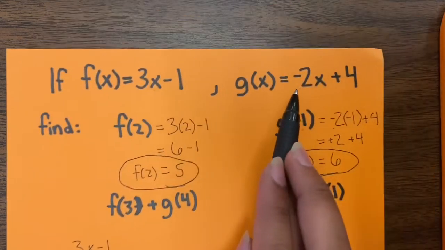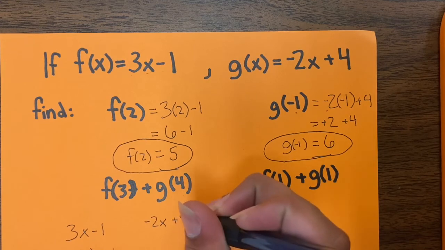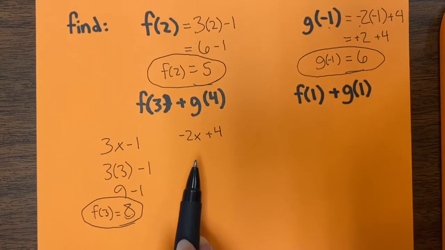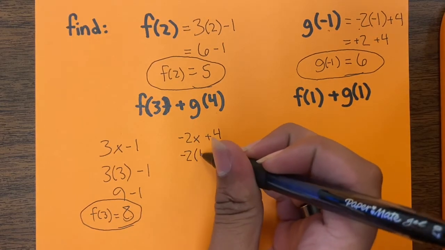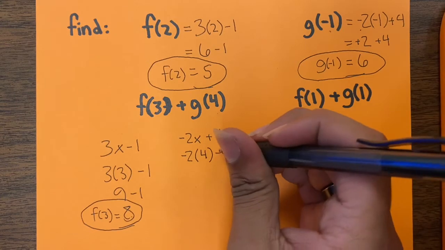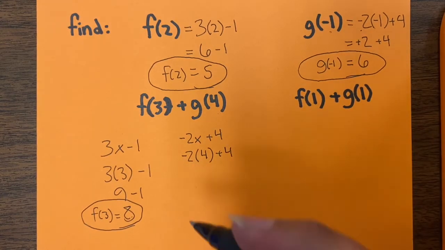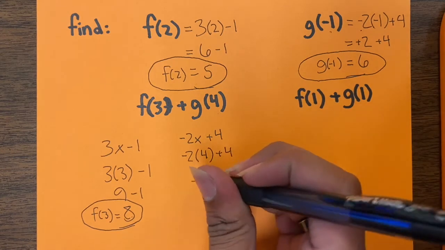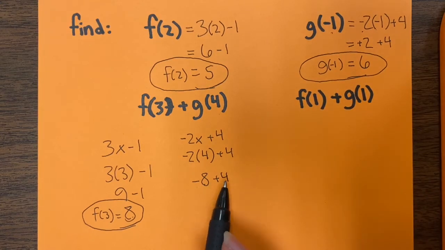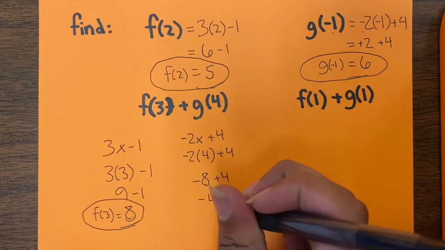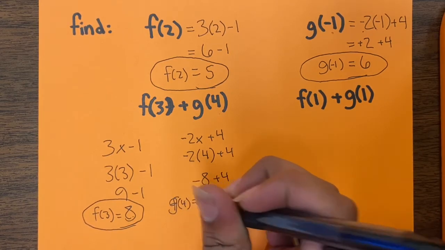So g of 4, so I'm going to write the equation. So negative 2x plus 4. So I'm going to plug in 4 for x. So negative 2 times 4 plus 4. Negative 2 times positive 4 is going to give me negative times a positive is negative 8 plus 4. Negative 8 plus 4 is going to give me negative 4.